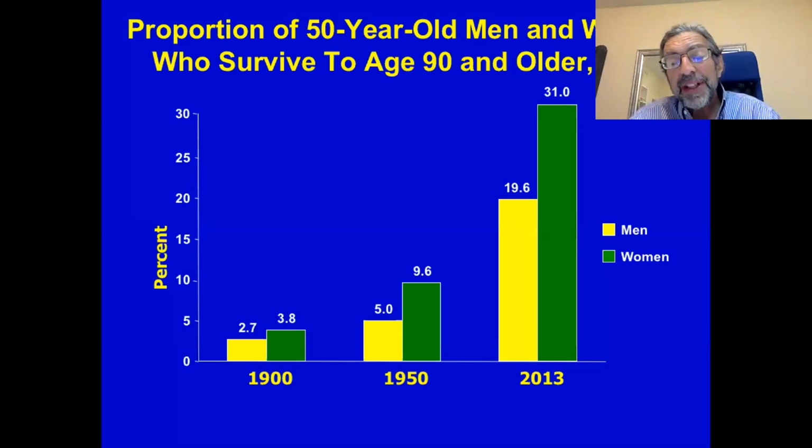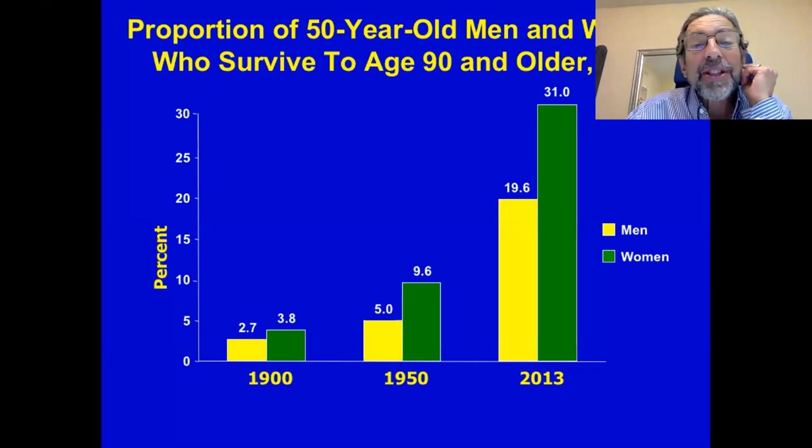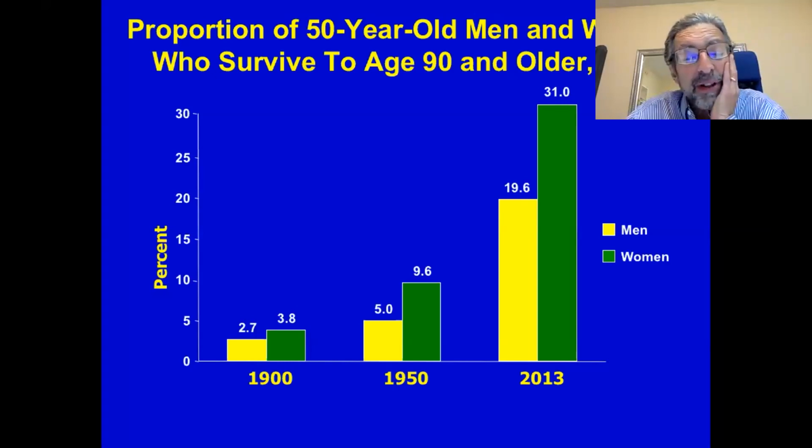So I'll end with this slide, and this kind of shows the importance of doing more research in older populations. It shows the proportion of men and women who survive to age 90 and older. And if you go back, this is a historical slide, and this is when you take 50-year-olds in 1900, only about 3% of the men and women would go on and live to age 90 or older, a very small percentage.